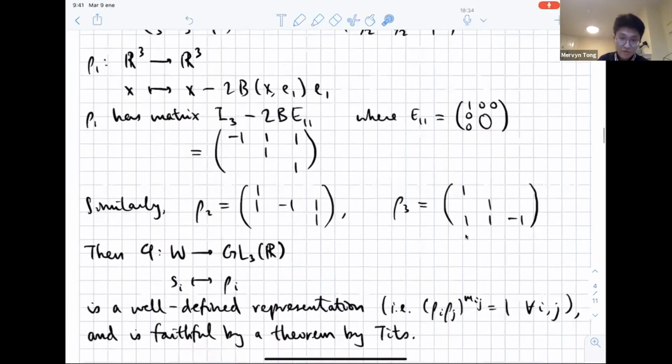And recall this was the formula for rho_i, and this will be the same as the matrix I minus 2B E_11, where E_11 is this elementary matrix, which computes to this thing. And similarly, rho_2 and rho_3 compute to these. And you can check once again that (rho_i rho_j)^m_ij is 1 for all ij. So this is well defined and is faithful once again by that theorem by Tits.